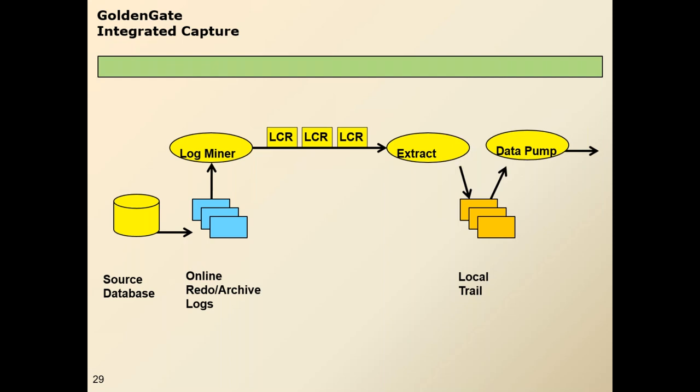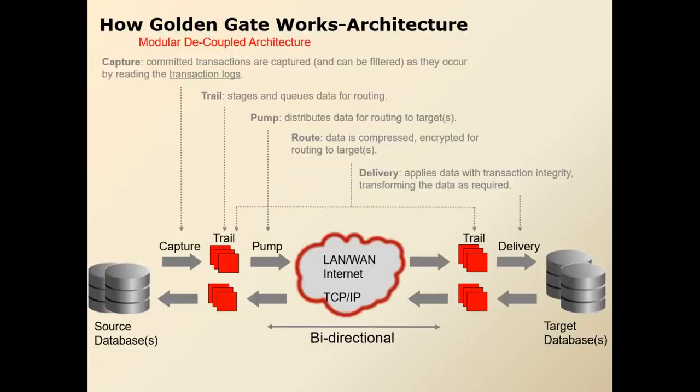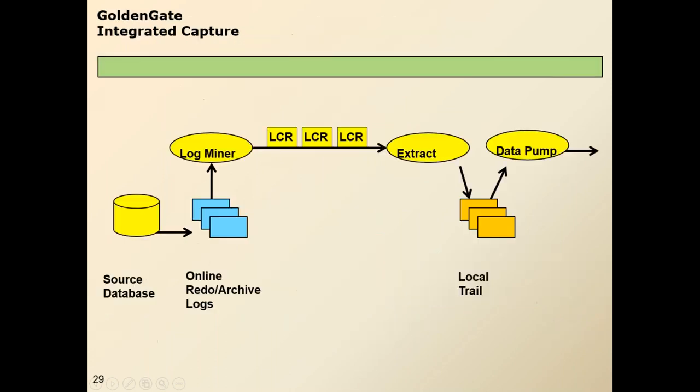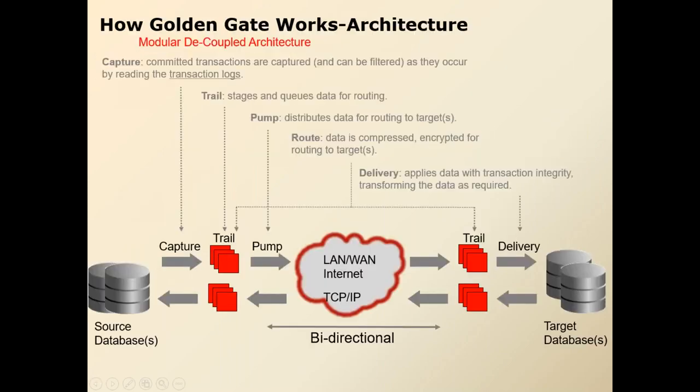Now the thing is, this integrated extract is fast, almost 5 times faster than classic extract. How can it be? If you look at this architecture, this capture process is connecting to the source database directly and reading the data. However, in integrated capture, there is one more layer between the extract and the online redo logs, which is log miner. So how can integrated capture be faster than classic extract? Anyone has any idea? First of all, did you get my question?